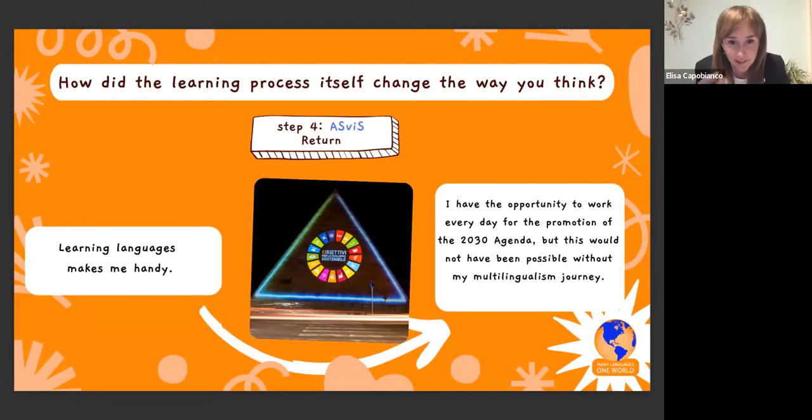What you see here in the picture, in my slide, is a famous monument in Rome, a pyramid, the Piramide Cestia, built in the first century before Christ. And last year, during the Festival of Sustainable Development, we had this monument lit up with the symbol of the 2030 agenda. And we celebrated the end of the festival just right there. So for this reason, I decided to take this picture.